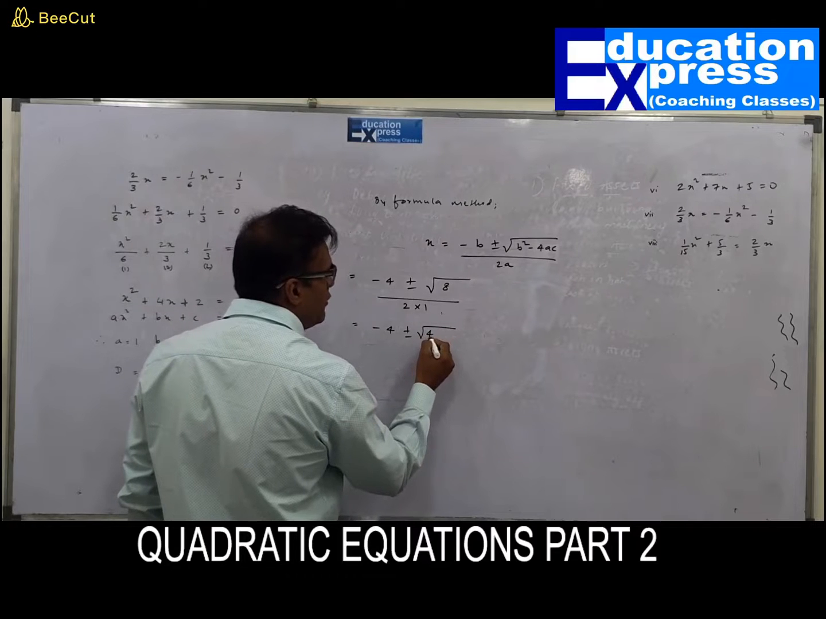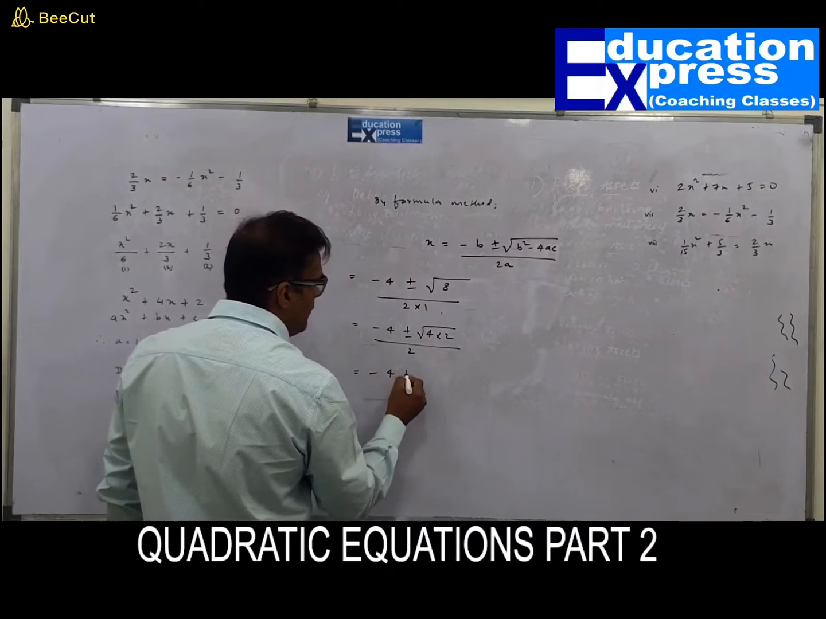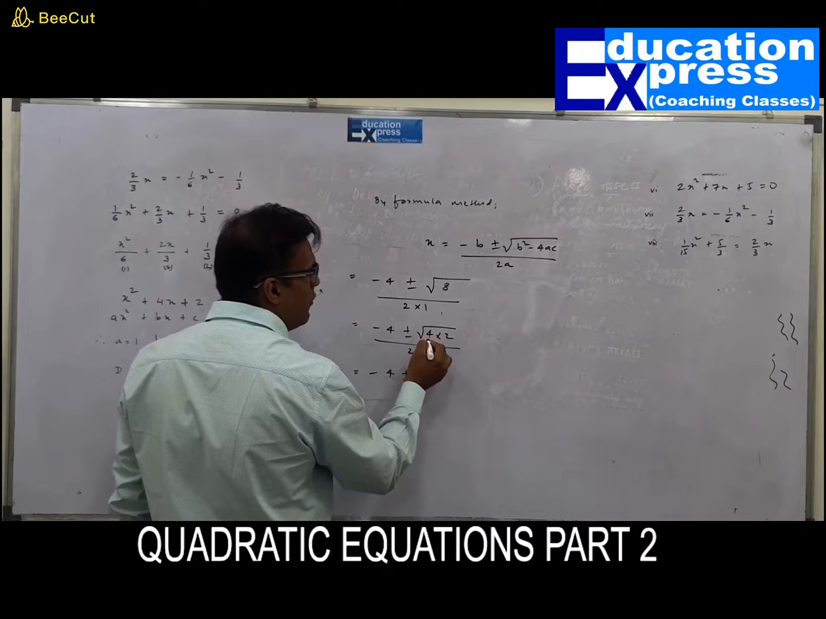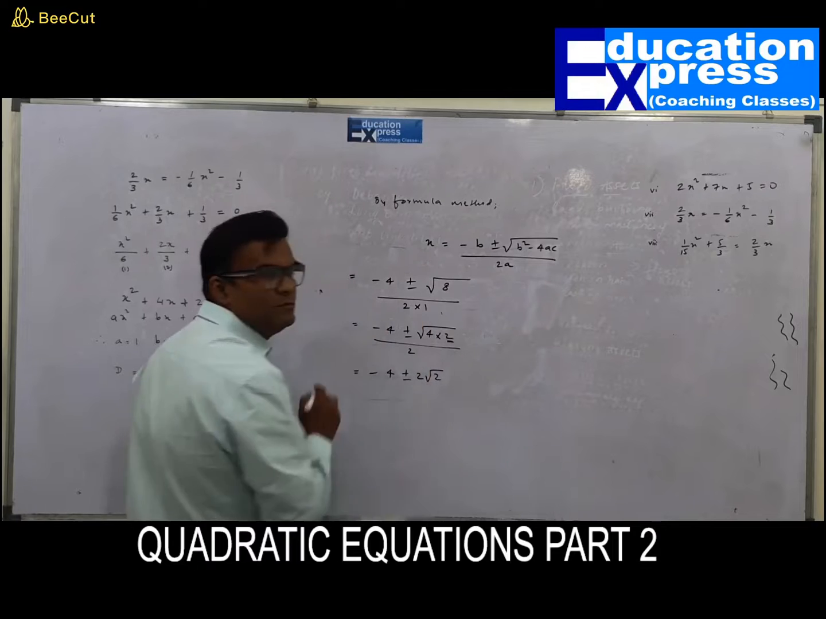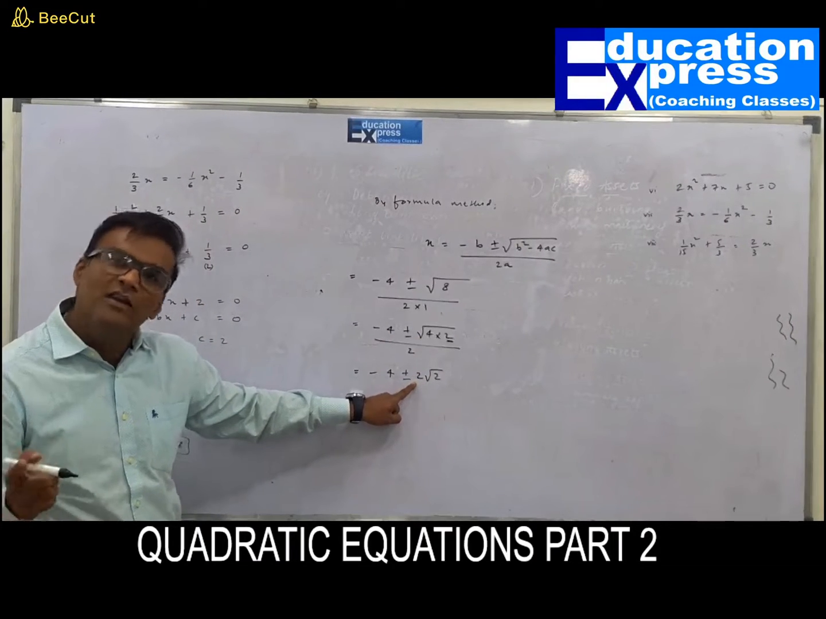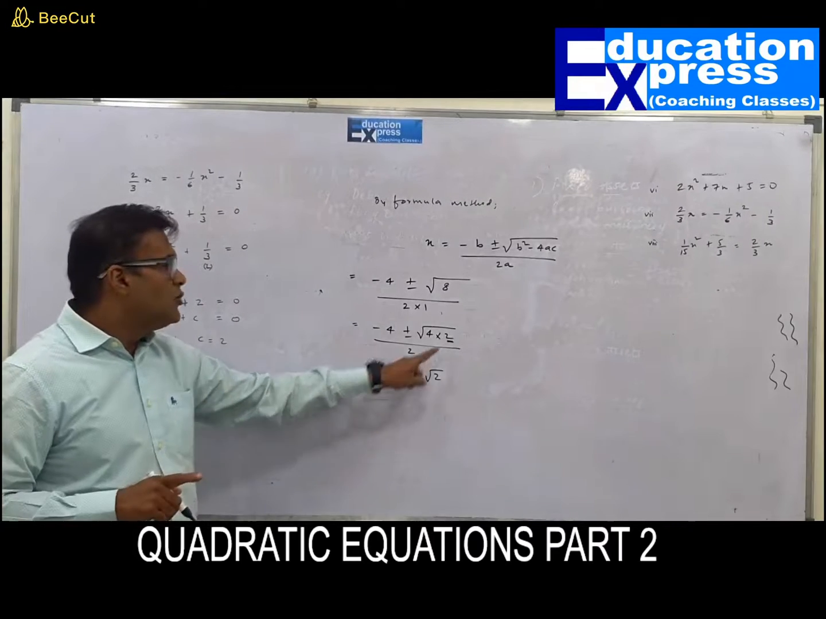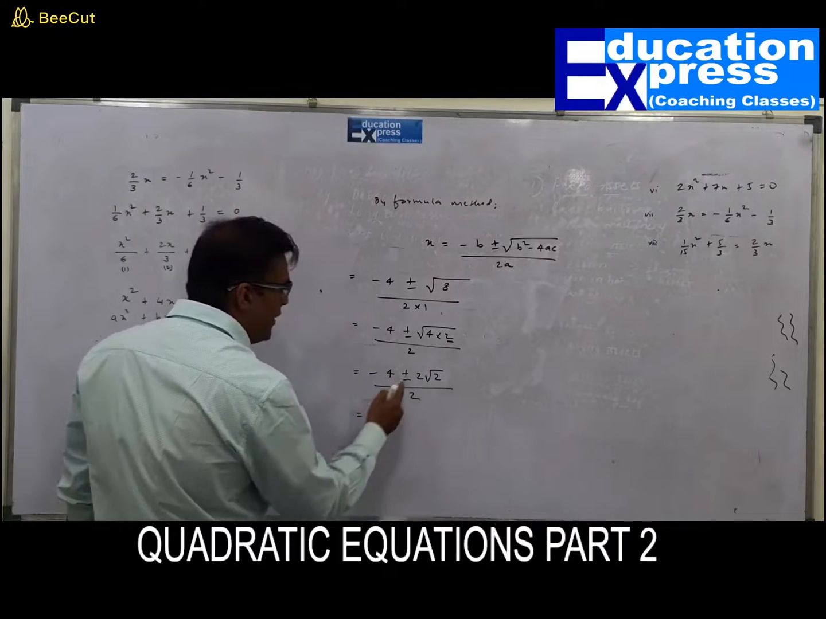8 can be split into 4 2s, the whole upon 2. Minus 4 plus or minus. What is the square root of 4? 2. So 2 comes out. What remains inside is this 2. Square root of 4 is 2, so it will come out because we can find the square root of 4. 2 will remain as it is. The whole upon 2. What is common?